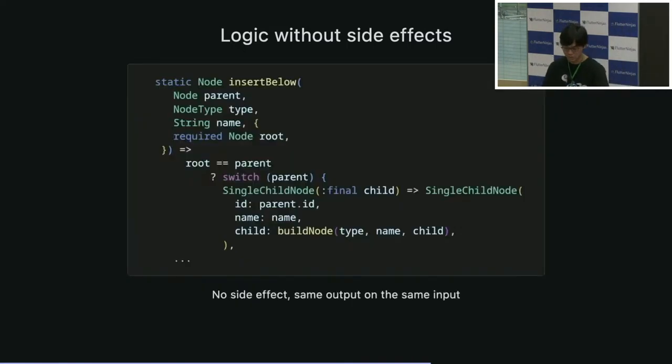So in that case, it's very easy. It's the same story as the build method. This is a simple static function. Actually, it's a method, but yeah, we can consider it a function. This insertBelow method just receives everything as an argument, and then we can declaratively build an updated widget tree and return the new data with a single expression. That is the same story as the build method.